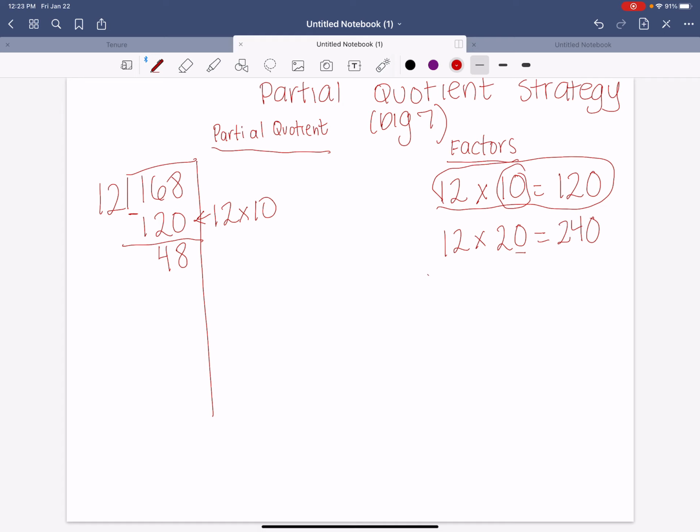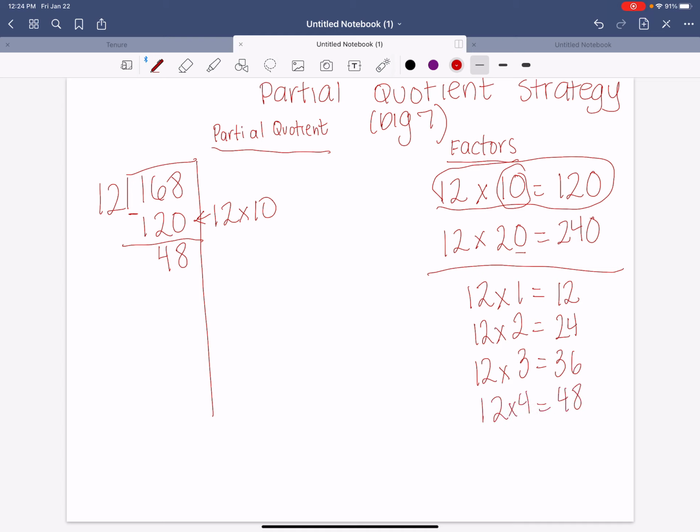So now we can think of our 12 times tables because we're at 48. We know it's going to be less than 10. So we can start with 12 times 1 is 12. 12 times 2 is 24. 12 times 3 is 36. And then 12 times 4 is 48. So look at that. I can already see that I just have to do 12 times 4, and that, my friends, will give me 48. And then guess what? I'm at 0.